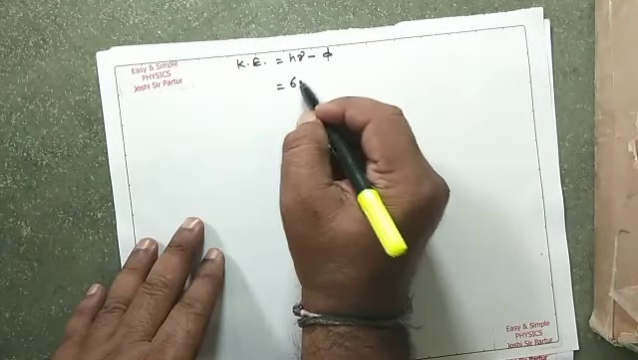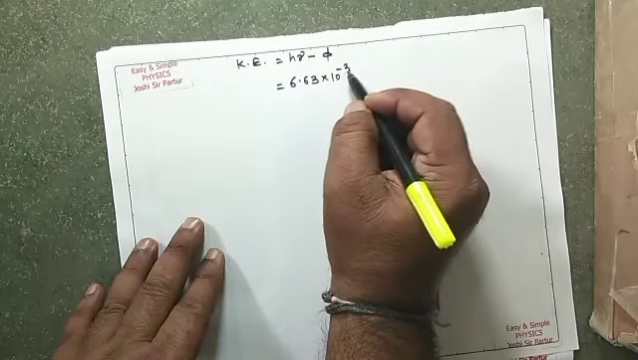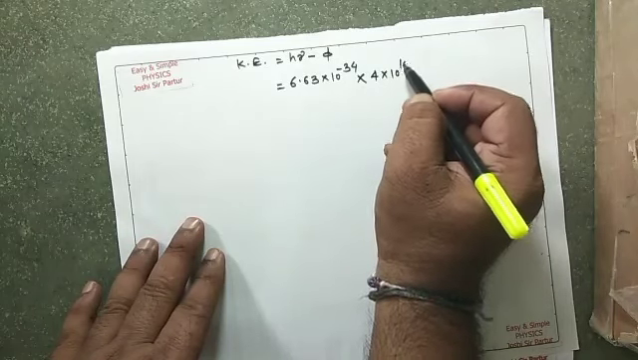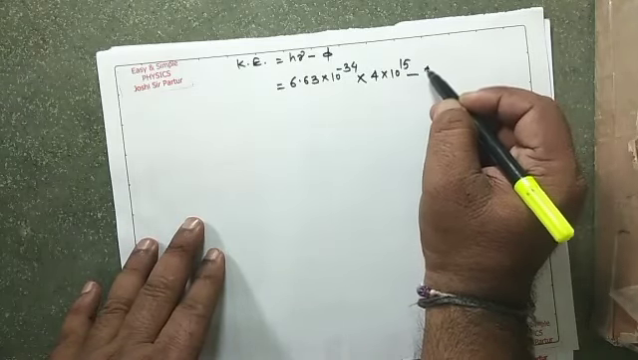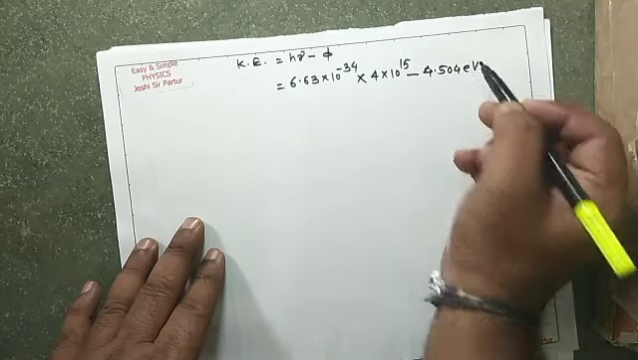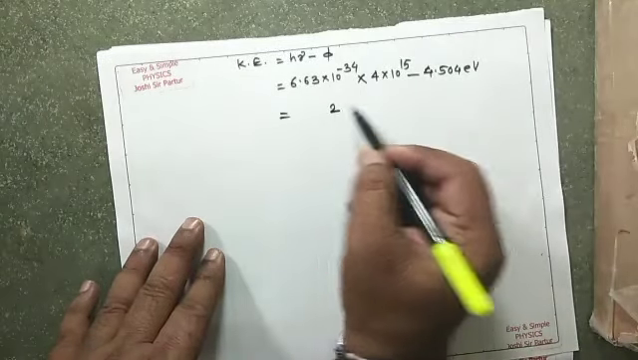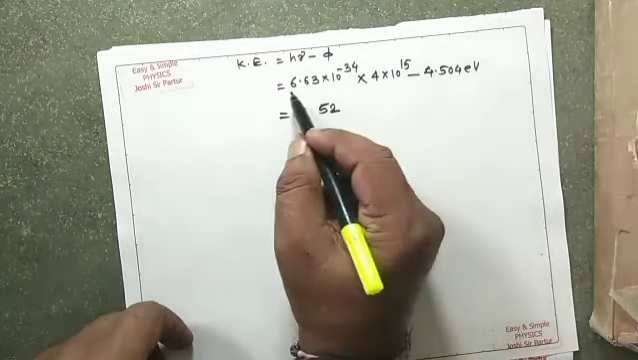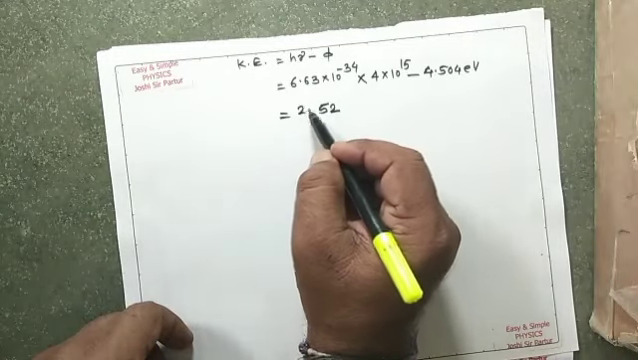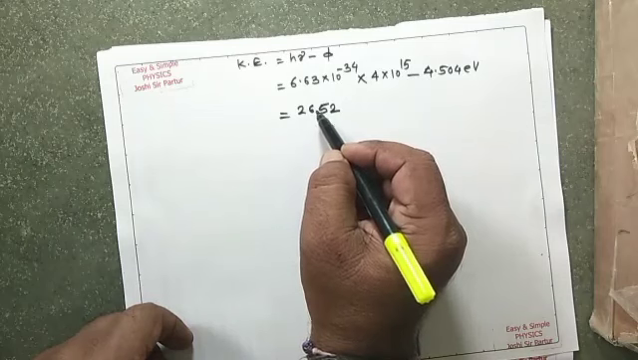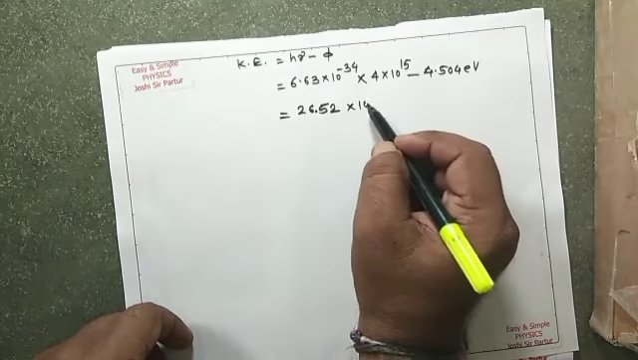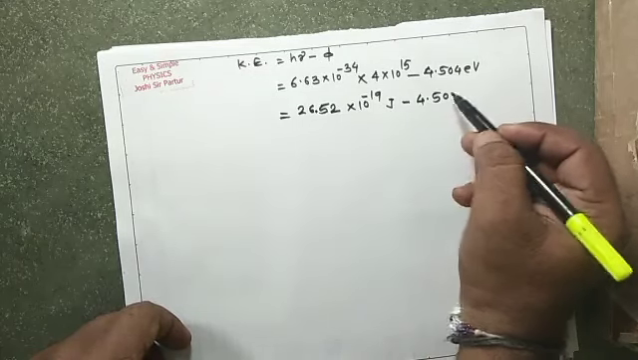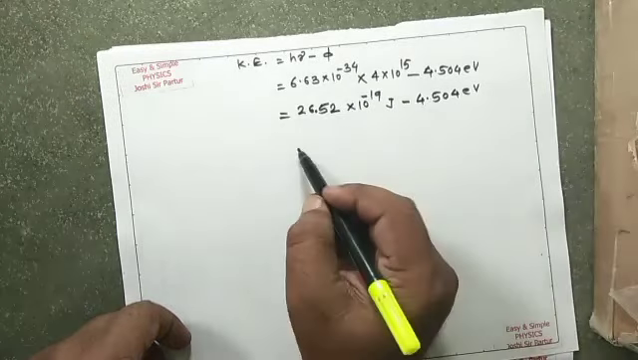So nu is given, 6.63 into 10 raised to minus 34 multiplied by nu, which is 4 into 10 raised to 15, minus 4.504 electron volt. 6.63 times 4: 4 3s are 12, 1 is remaining; 4 6s are 24, 25 is there, 2 is remaining; and 6 4s are 24, that is 26. So here 26.52 into 10 to the power minus 19 joule, minus 4.504 electron volt.